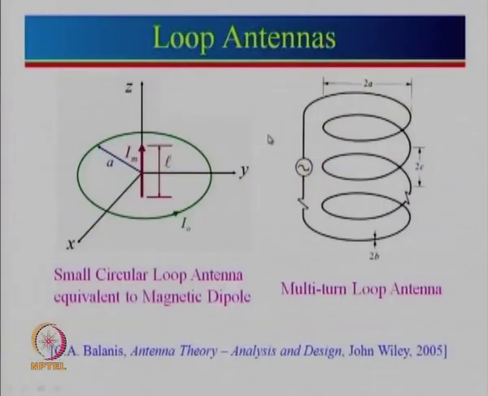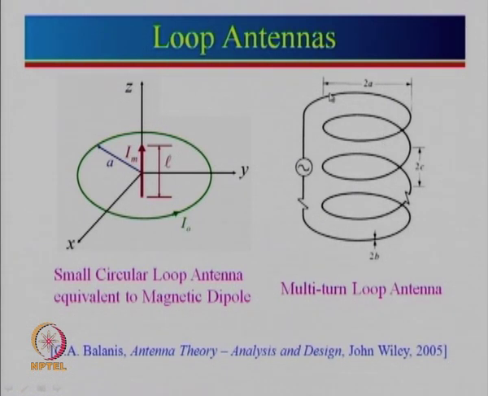Now, another interesting thing with the loop antenna is that instead of using a circular one, one can use even a triangular or square. If it is small, radiation pattern is still given by the simple magnetic dipole equivalent to the electric dipole. Now, many a times multiple turn loop antennas are used also, because since it is a small loop antenna, it may have a very poor radiation characteristic as well as poor impedance, which we will see when we talk more in detail about loop antenna.